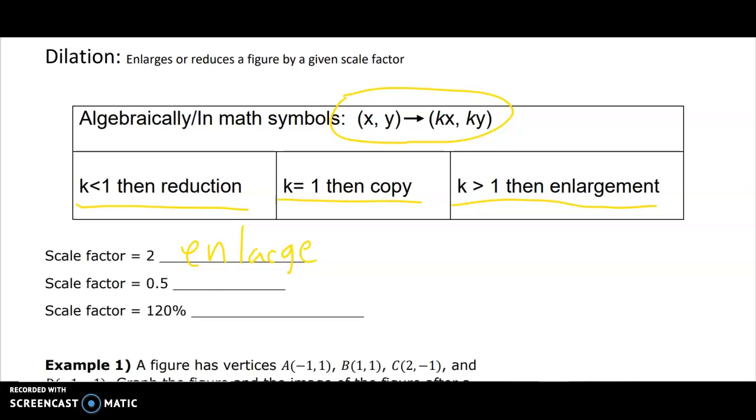If I have a scale factor of 0.5, that is less than 1, so that is a reduction. And then they try to trick us and say 120%. Well, that is actually 1.2, which is greater than 1, so that's an enlargement.